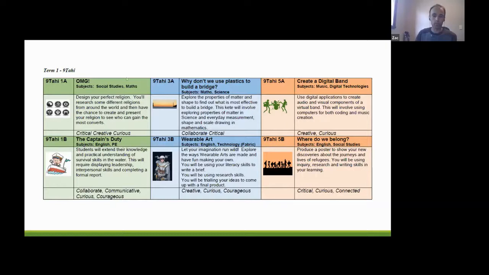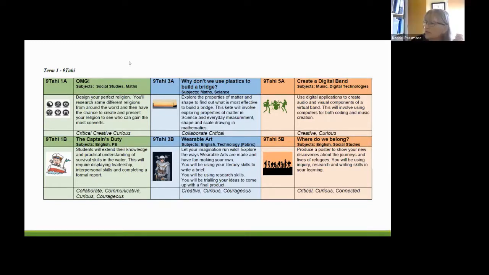So what you could do is, once you've made your choice for term 1, so you might have chosen OMG, wearable art and create a digital band, while you're doing that, I'd like you to write down in that little section what subjects the kete that you have chosen are from. So if you did OMG, then you'll write down social studies and maths on your selection form as well.